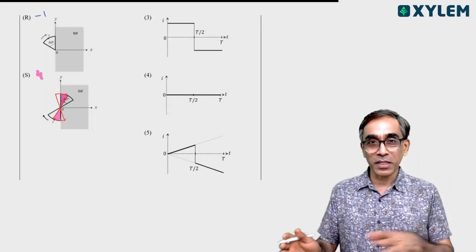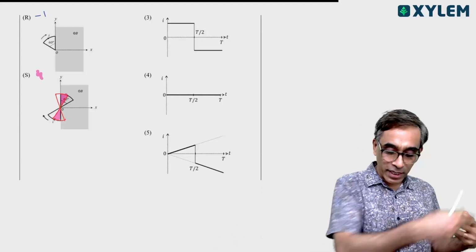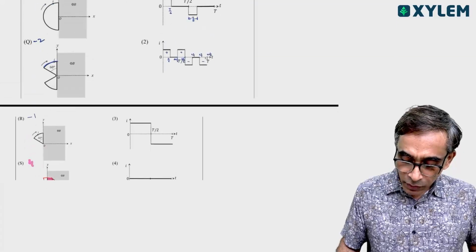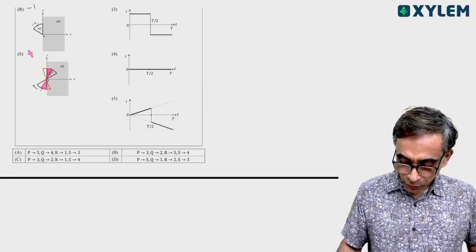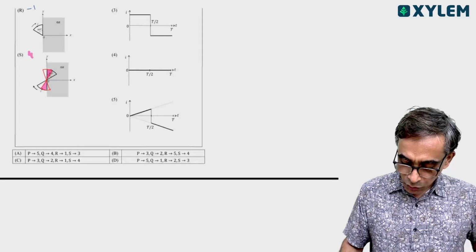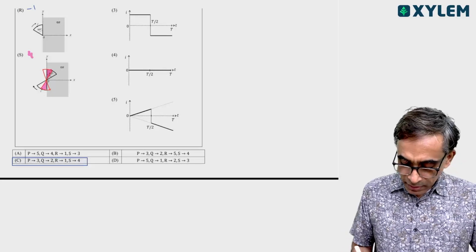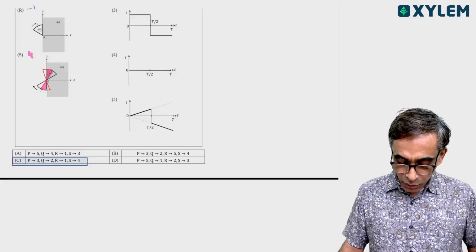I found that very interesting. When one end induces positive current, the other side induces negative. Net current will become 0. So the options are like this. How is it going? P3, Q2, R1, S4. 3, 2, 1, 4. Option C matches with that. 3, 2, 1, 4. Option C. Isn't it right? Check it. 3, 2, 1.